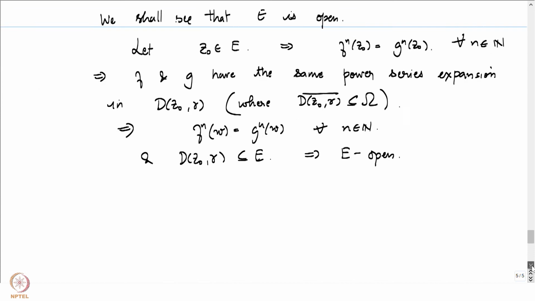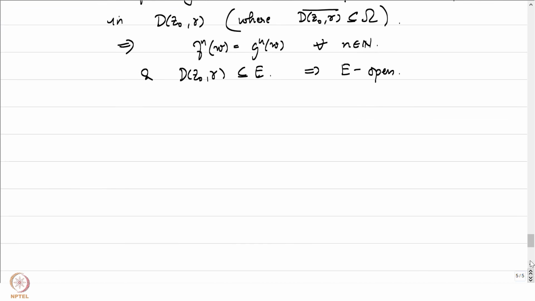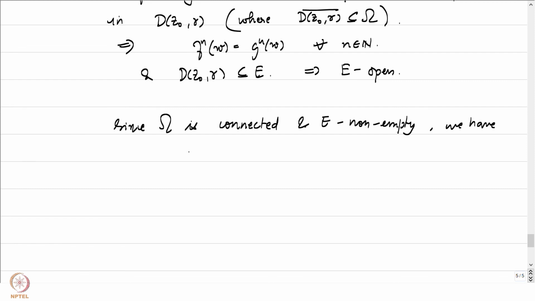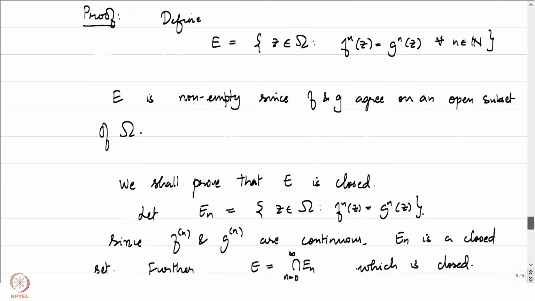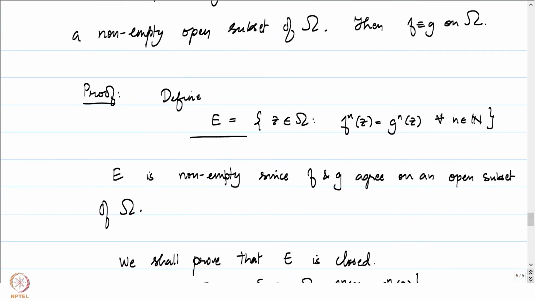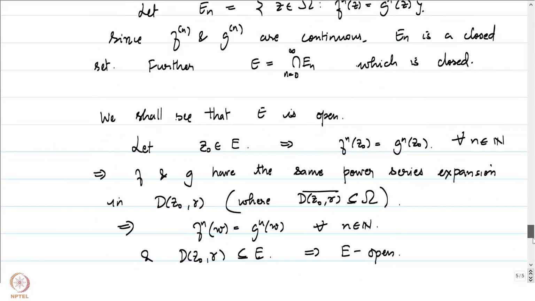And by connectedness, this will be a separation if E is not the entire set. Since omega is connected and E is non-empty, we have E is equal to omega, and that is precisely what we had set out to prove. Notice that if E is equal to omega, that would mean that f is equal to g on the entire set omega.